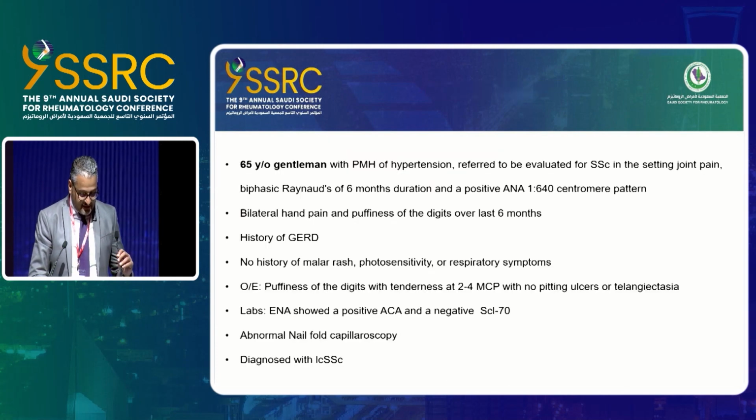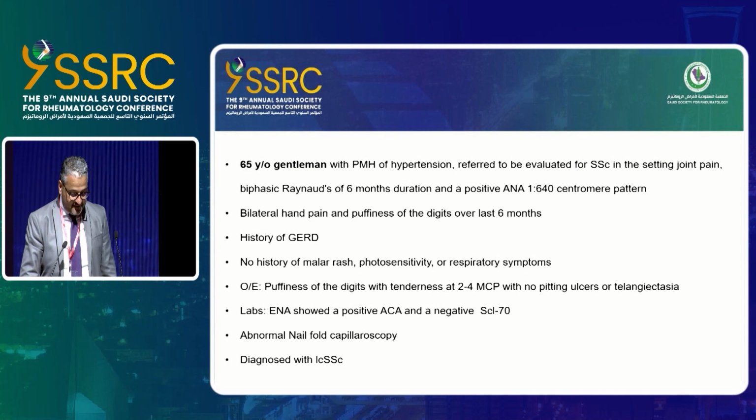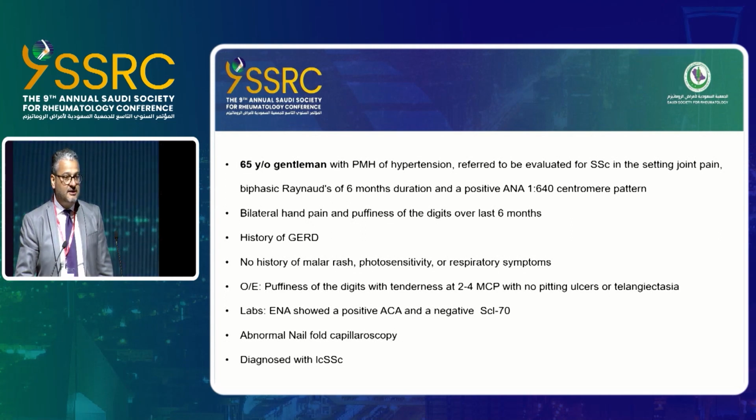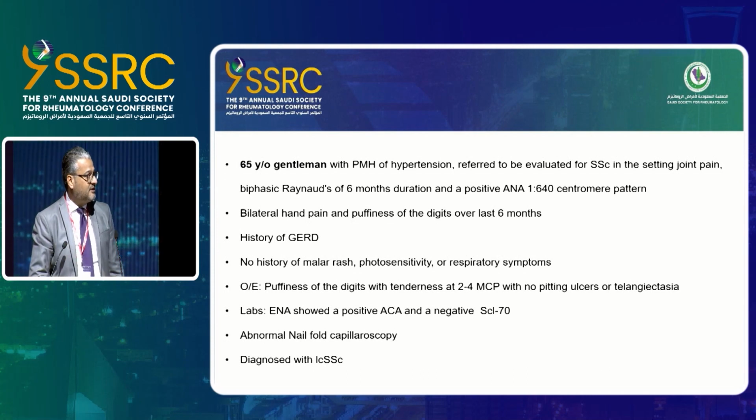Let me share with you another case I've seen in the clinic. This is a 65 years old gentleman, past medical history of hypertension. He was on an ACE inhibitor, and he was seen by his cardiologist for joint pain and changes in the color of the skin of the hands. The cardiologist went further and did some autoimmune workup, and it showed a positive ANA with centromere pattern and an ENA with a positive anti-centromere antibody. At that time, he referred him to us in the clinic.